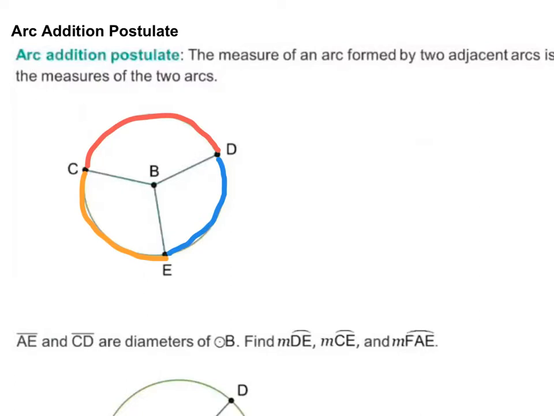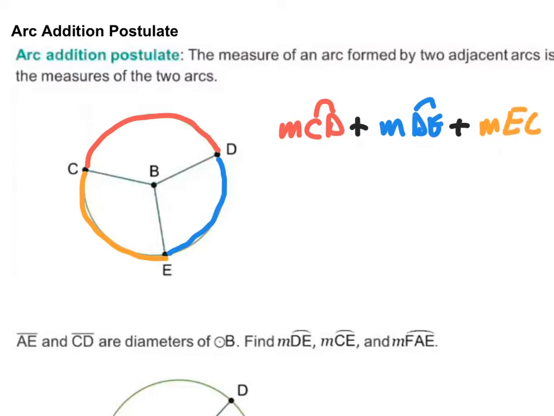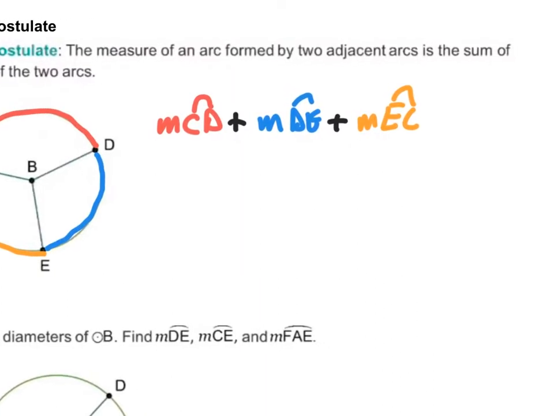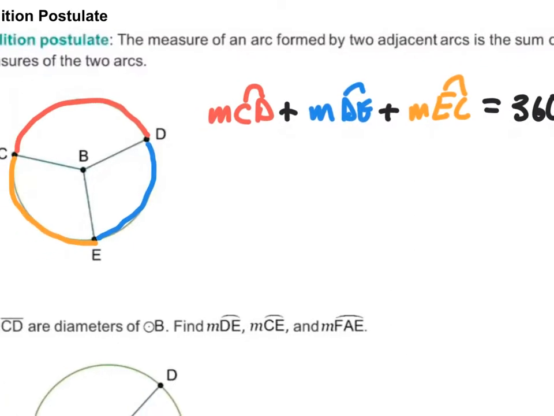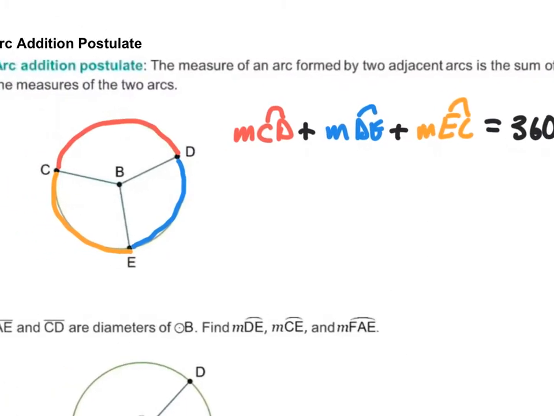And so here's what I know. If I were to take the measure of arc CD and add that to the measure of arc DE, and add it to the measure of arc EC, if I add up all those arc measures, I'm going to get a total of 360 degrees. And I can add up any arc measures here. I can add CD and DE to get arc CDE.